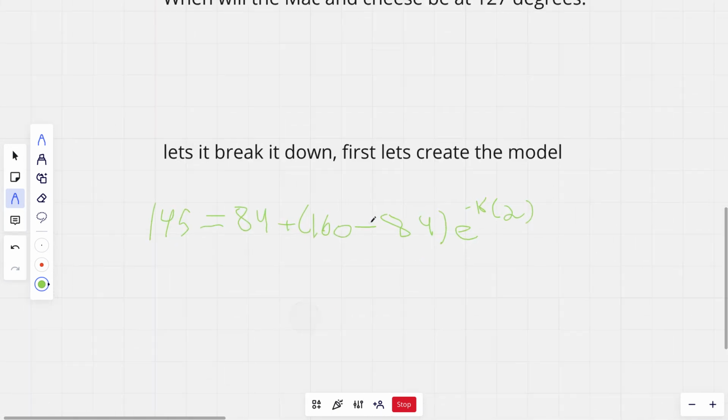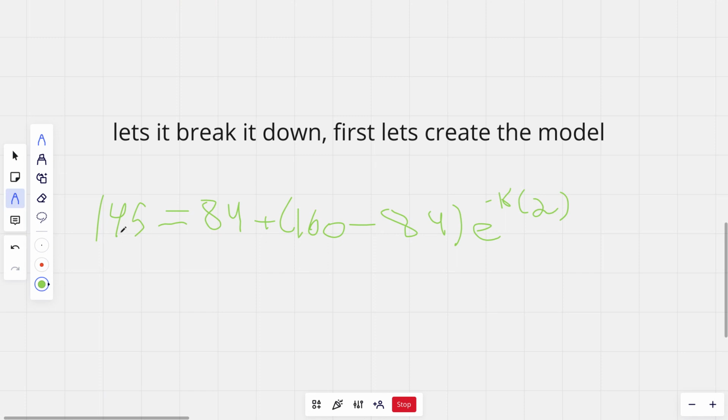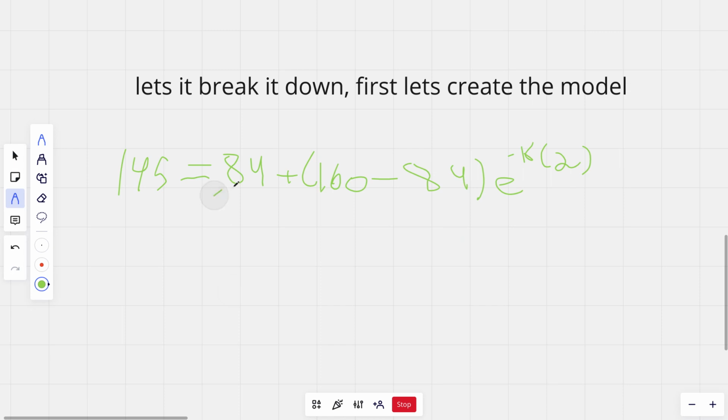So here I already created the model. 145 is how it was after being out. 84 was the room temperature. 160 was the initial, the moment it was finished, right after. And 2 is, by the way, the minutes. So right here it's algebra. You just have to lower this. So 160 minus 84 gives you 76, and 145 minus 84 gives you 61, which gives you 61 equals 76 e^(-k·2).